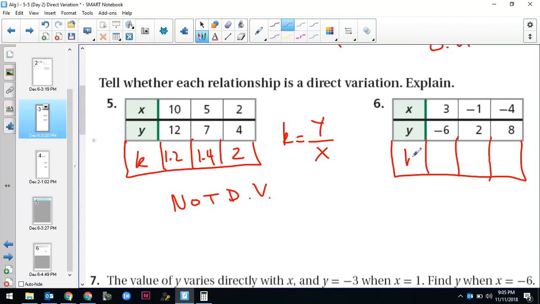Number 6 here. Again, this is my k row. Negative 6 divided by 3 is a negative 2. 2 divided by negative 1 is a negative 2. 8 divided by negative 4 is a negative 2. This is a direct variation. It doesn't say you need to find the k value or write the equation, but we could. Look, the k value is negative 2, so we could say y is equal to negative 2x.